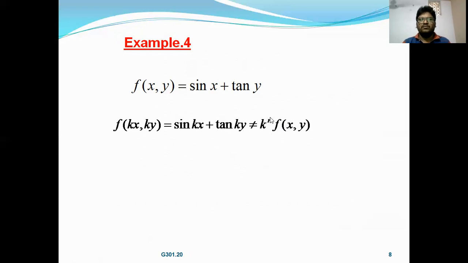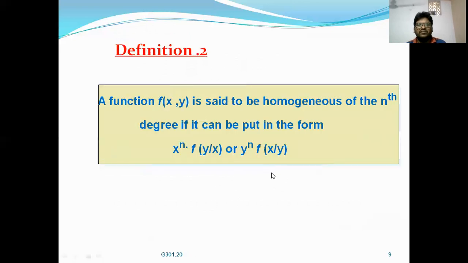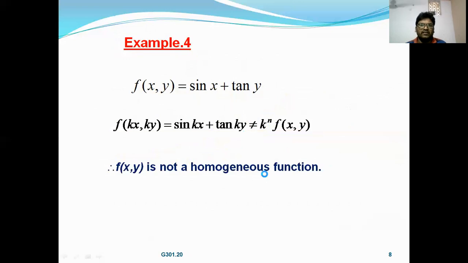So k to the power of something cannot be taken common from this trigonometric function. Here is a sine function, here is a cos function. We cannot take k to the power of something common. So that's why f of x comma y is not a homogeneous function. Okay, is it clear? So the above functions are homogeneous functions, and this function is not a homogeneous function.